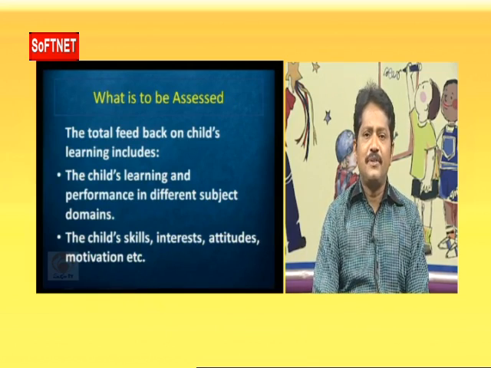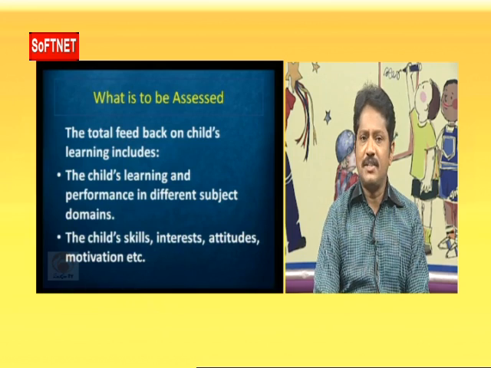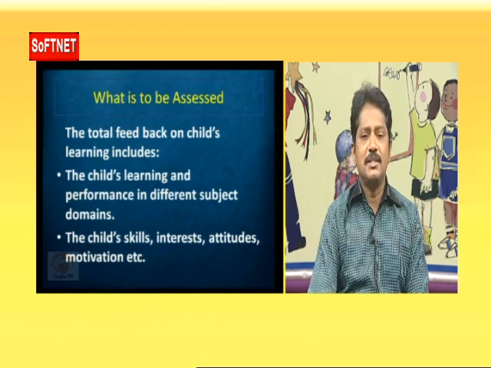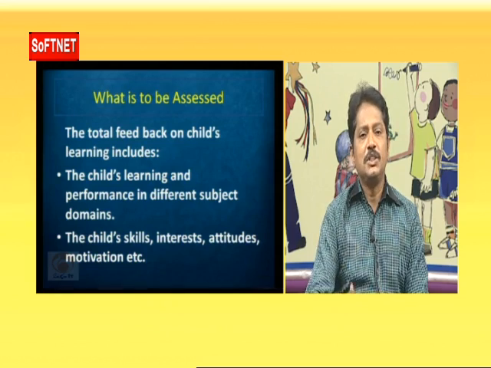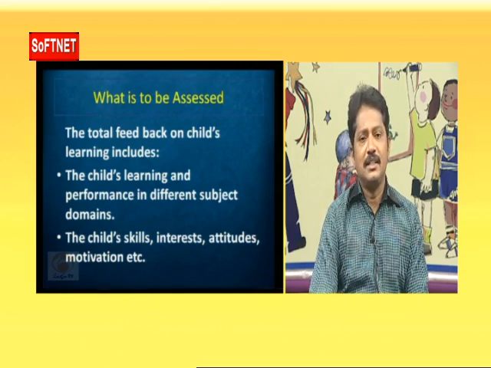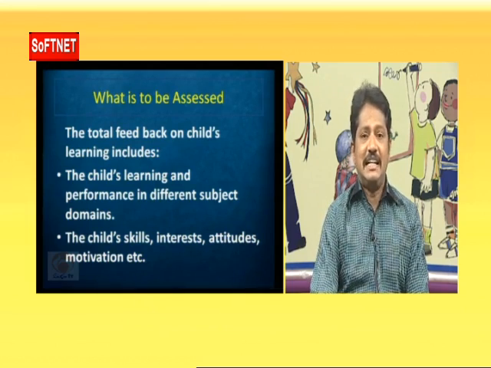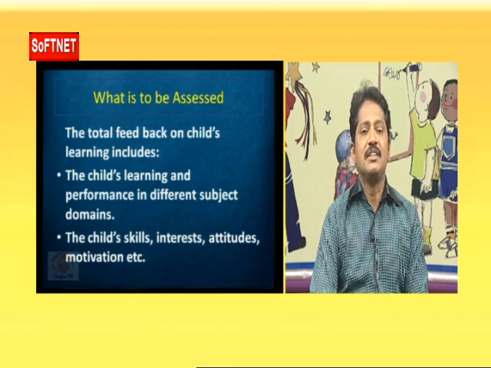So, here the total feedback on child's learning includes, the first one is the child's learning and performance in different subject domains. This is the most important. Subject domain means, for mathematics, in which areas the children have to be assessed, that is very important. And the second one is the child's skills, interests, attitudes, motivation, etc.